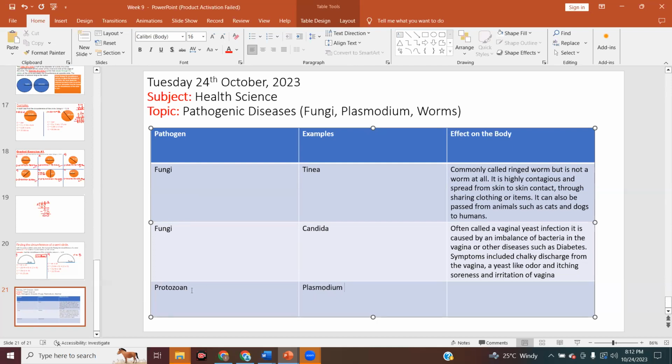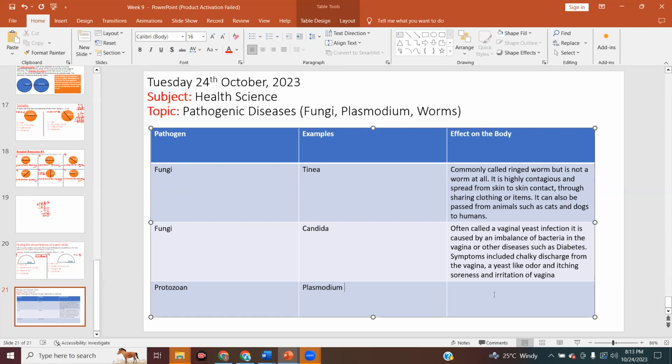And by the way, how many cells does the protozoa have? Is it 5, 2, 3, or 1? How many cells does the protozoan have? Protozoa, how many cells does it have? One cell. Very good. So protozoan is a single cell organism.